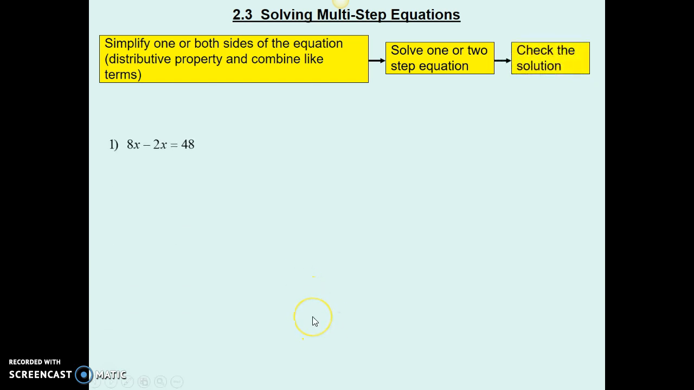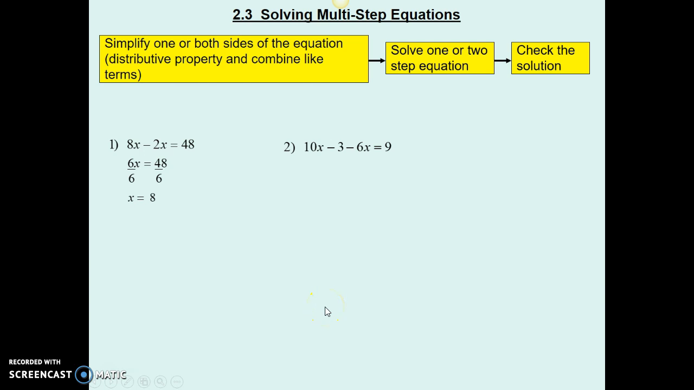So here's our first example. 8x minus 2x equals 48. So first I'm going to simplify 8x minus 2x into 6x. And then I'll divide by 6. And 48 divided by 6 is 8. If I plug that back in, I need to plug it in for both x's. So that would be 8 times 8 is 64, minus 2 times 8 is 16. 64 minus 16 is in fact 48, so 8 is the correct solution.